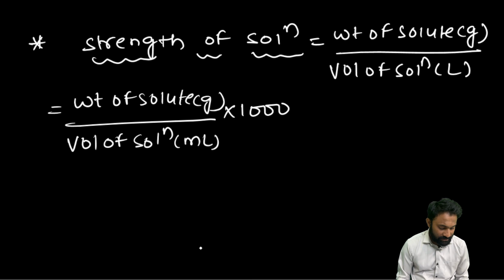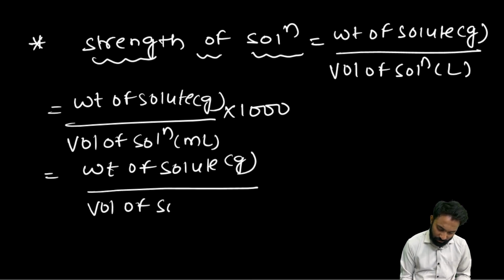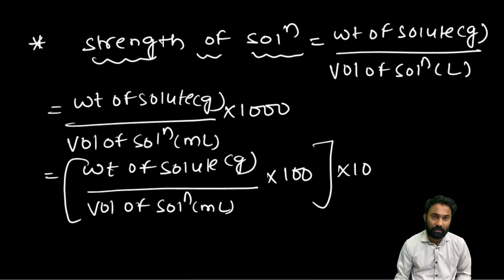Clear? Now this is weight of solute in gram by volume of solution in ml into 1000. For our mathematical calculation purpose, can I write it like this? Weight of solute in grams by volume of solution in ml into 100 into 10. Can I write like this? Same, right? If I write 1000 in this manner, above and below will be same, right?